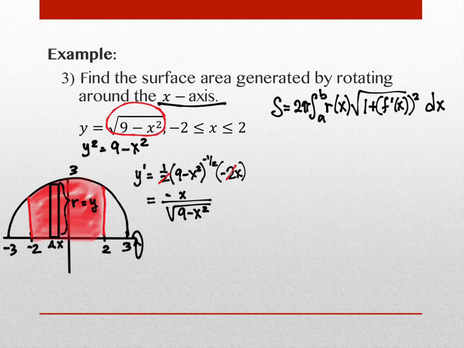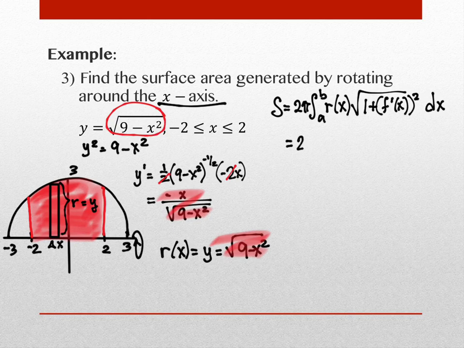Negative. Okay, are we good? And what will my r of x be? It'll be the height, which is my y value, which is the square root of 9 minus x squared. So these are the two pieces that I need in order to set up my integral.